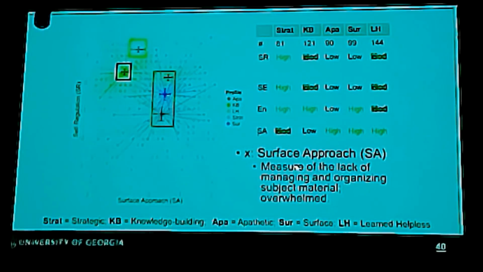And then lastly, we have a measure called surface approach. It's a little bit of a misnomer. That's what it's named in the literature. What it really means is a lack of regulation. So the higher the reading on this, the more they're struggling in the class, the more they think the class has a lot of information, and the more they're having a hard time keeping up with it.